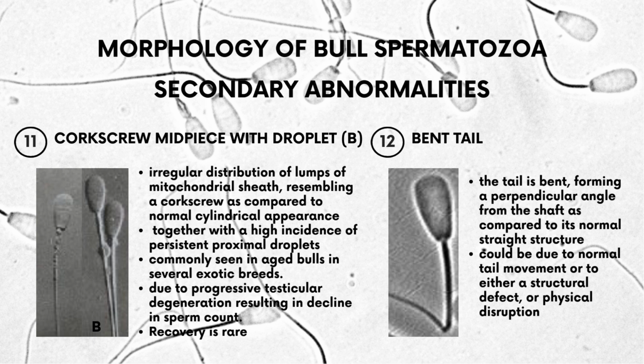Next is bent tail. As you can see in the picture, the tail of the sperm is bent, forming a perpendicular angle from the shaft as compared to its normal straight structure. This could be due to normal tail movement or to either a structural defect or physical disruption.